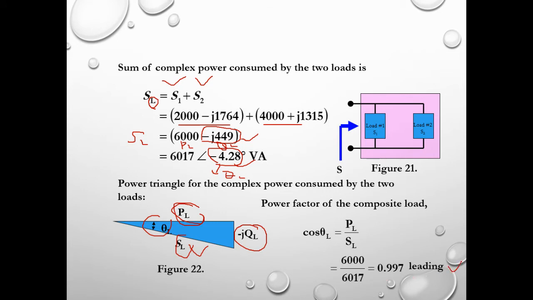0.997 leading. Okay, so you can see the negative value over here, or you can see the location of PL, which is leading ahead of SL. This means the condition of the operator is now leading.